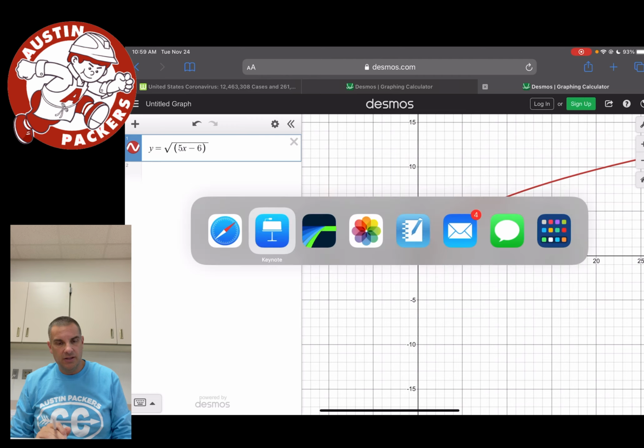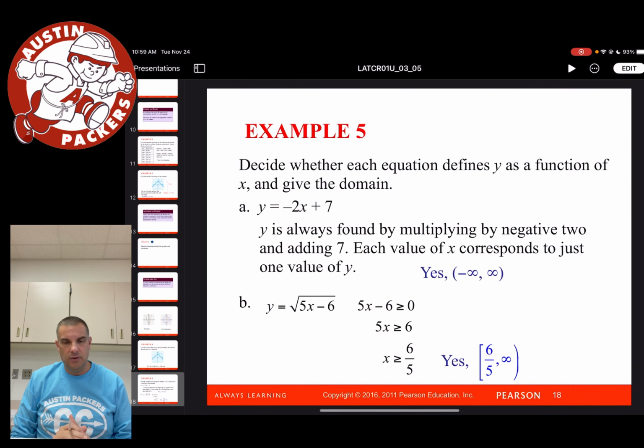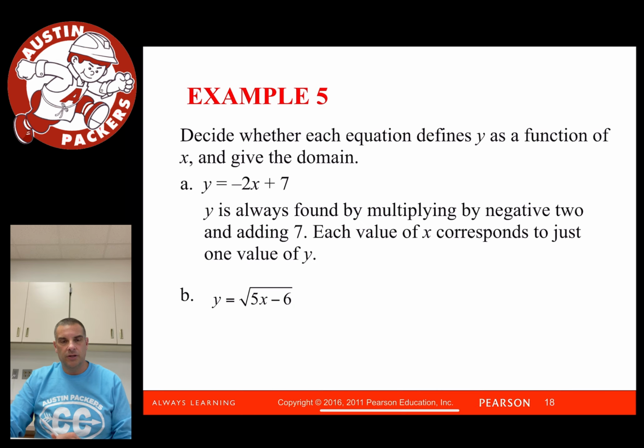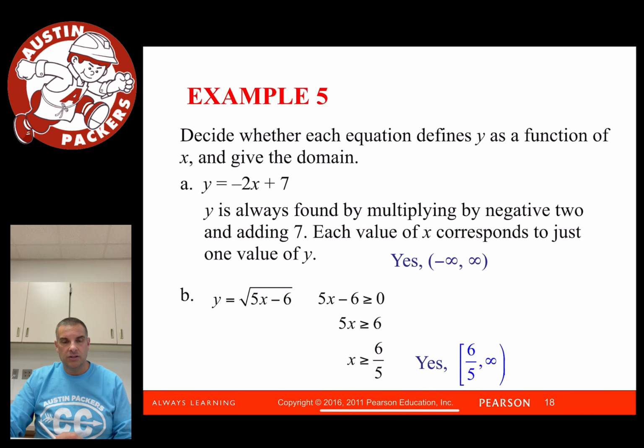So anytime you get something on your assignment today where they ask you to determine just by looking at it or just by giving you an equation if it's a function or not, go ahead, type it into Desmos and do it in that type of situation. It's just going to be a little bit easier for us to do.